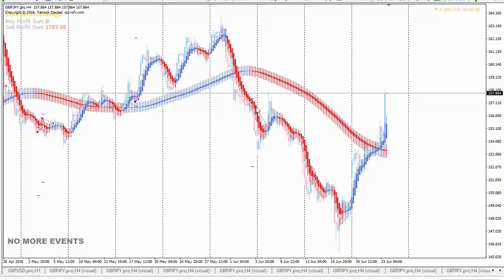So the way it works is basically, when it's red in the slow one, it's looking for sell trades only. When it's blue in the slow one, it's looking for buy trades only. And then it enters a sell trade when there's a red here and a red here. It enters a sell. As simple as that.